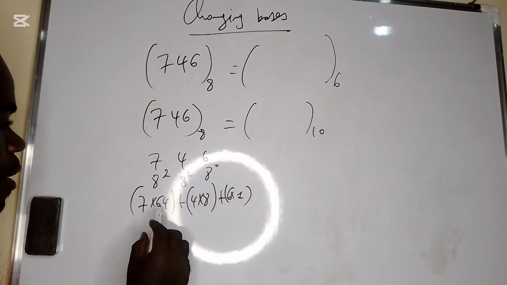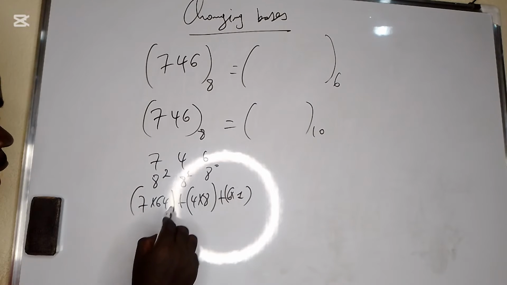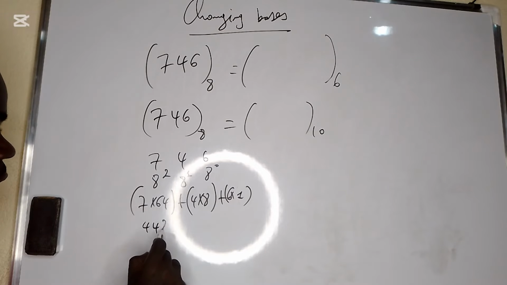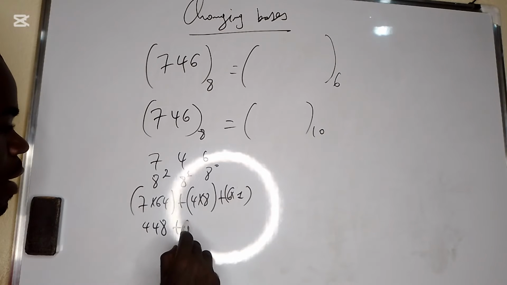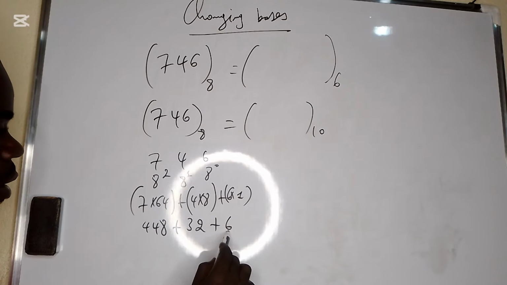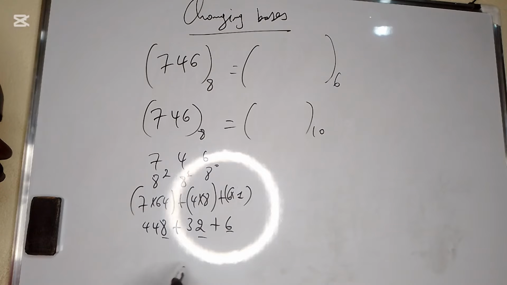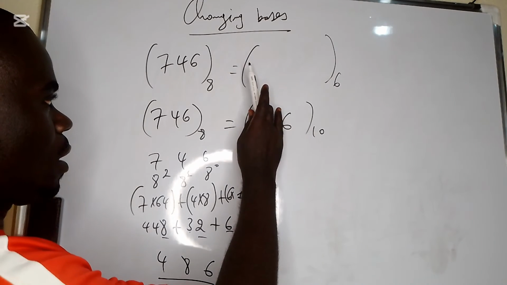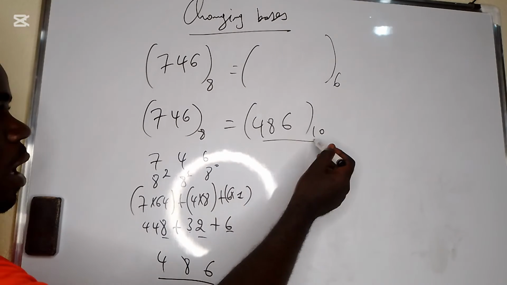So this one is 7 times this number, which is 448, plus 32, then plus 6. So this number is equal to what? 8 plus this, which is 16, then 6. Then 16 plus here, then plus here, it is 8, then 4. So this is in base 10: 486. Now, we need to change this number to base 6.